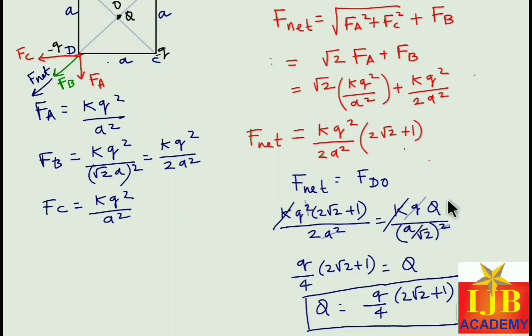KQ, and the other is capital Q, the value we want to find, divided by distance squared. Here the distance DO will be A by root 2, because the total diagonal is root 2 A, so it will be half of root 2 A, which is A by root 2, the whole squared. If we solve this, we will find the value of capital Q, which comes to small q by 4 into (2 root 2 plus 1). This will be there in one option among the four, so you have to tick this as the right answer.